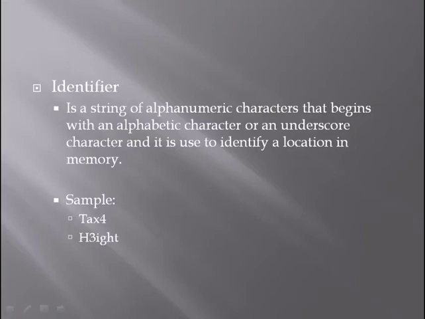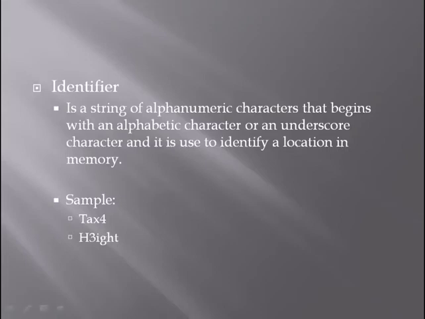Cool? The word alphanumeric simply implies a string can consist of alphabetic characters and numeric characters. For example, I have two examples here. I have tax4 and height. You should realize that TAX is an example of alphabetic characters and the 4 is an example of a numeric character. So when you're naming your identifier, you can combine both alphabetic characters and numeric characters, right?